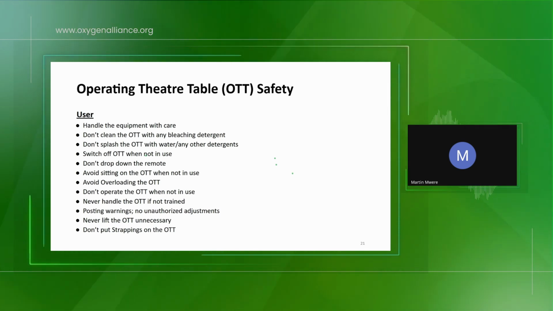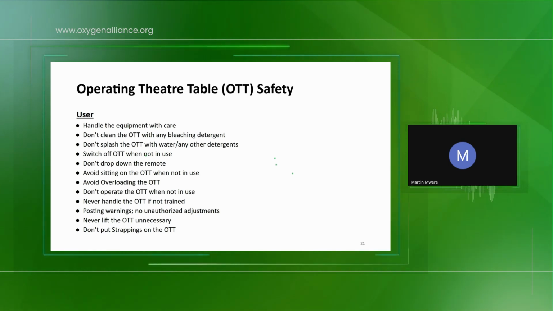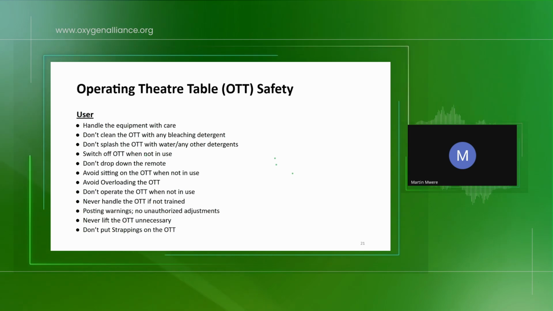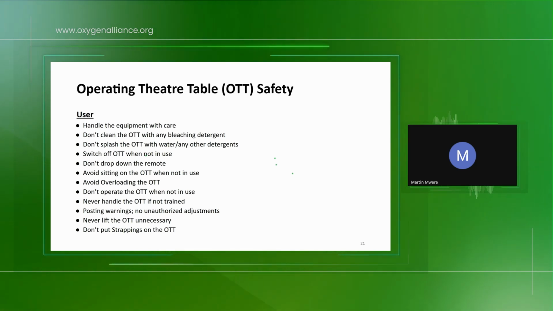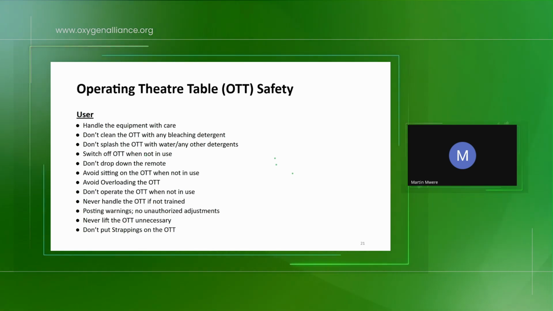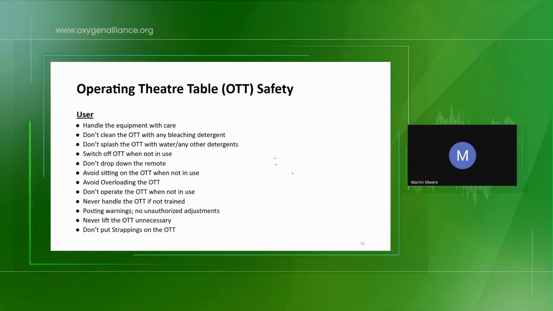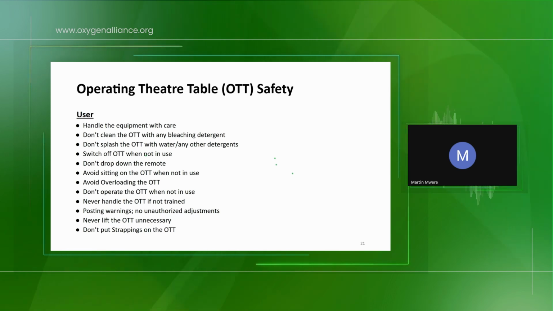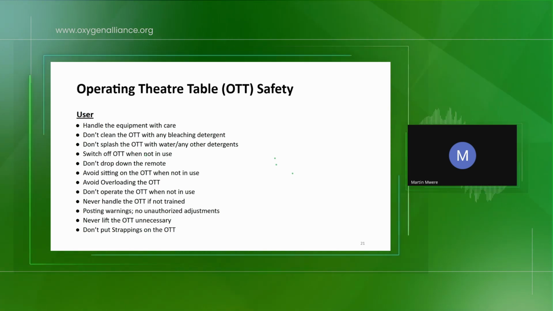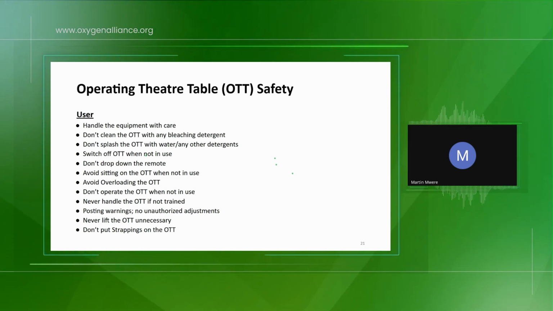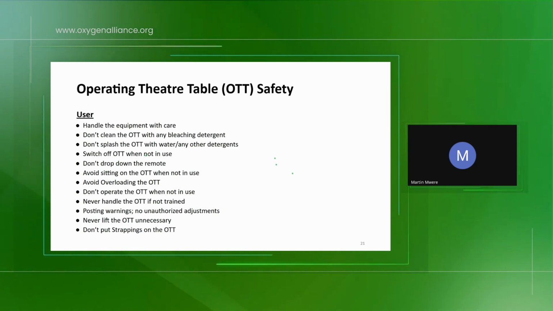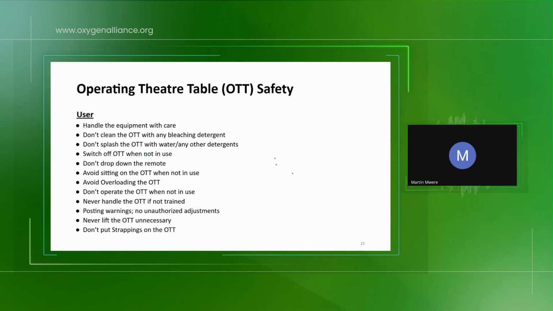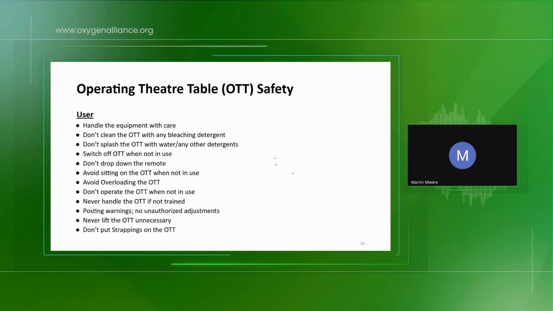Some of the patients, if they are more than 290 kilograms, you need to check the overloading of the operating theater table. Don't operate the operating theater table when not in use. Remember that this chair has various movements: up, down, sideways. So any students on attachment practicals will want to operate the chair. This is not allowed. Never handle the OTT if not trained. Very important. Post warnings: no unauthorized adjustments.